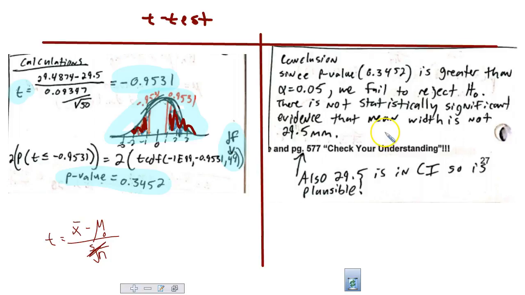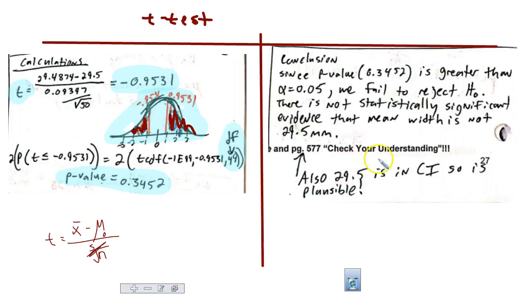So that means that the company seems to be producing ice cubes, fake ice cubes, that meet the specifications so that this game can continue to be enjoyed by people in the future. Also, let's link back to our confidence interval. We said this already, but let's remember that 29.5 was in the interval that was found by the statistical software package, that computer printout of statistics that we had at the beginning of the question.